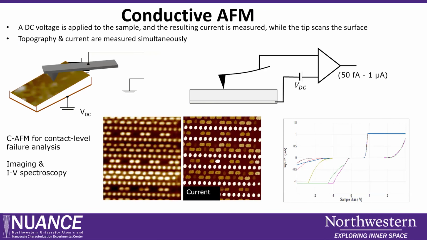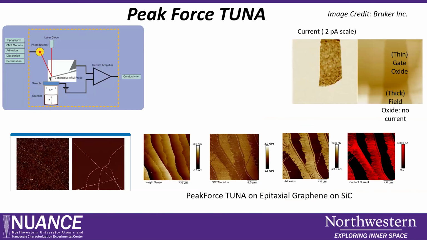Here is a typical example. As I explained before, you apply the DC bias to the sample, and you measure both topography and the current, but you can also do imaging and current-voltage spectroscopy with these techniques. So you can measure the breakdown voltage and all those things, especially in these metal oxide layers. It's a very straightforward technique. With the peak force tunneling AFM, if you have carbon nanotubes or other soft materials where you want to measure the conductivity, you can do this. These are different examples.